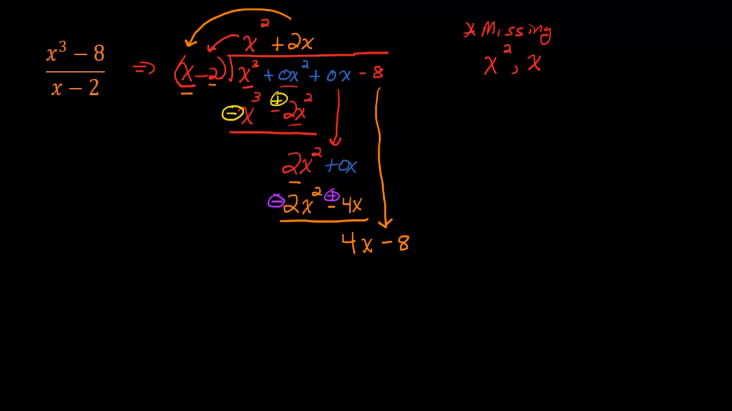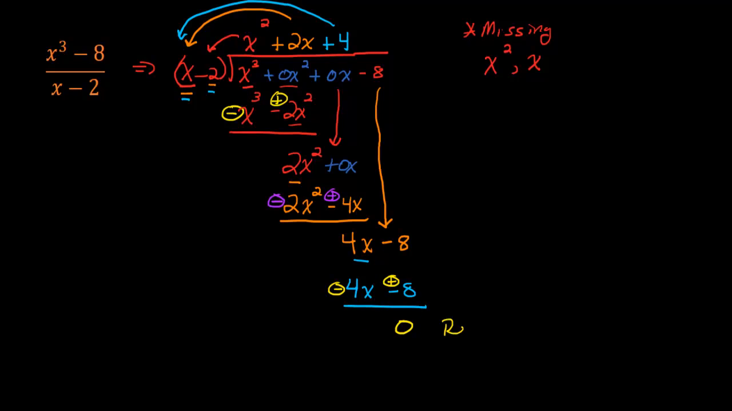Starting our iterations over, we're going to say what times x gives you 4x, and that's going to be a value of positive 4. Multiplying the 4 by the entire divisor, we're going to get 4x. 4 times negative 2 gives me a value of negative 8. But remember, what do I have to do with this? I have to change my sign, so this becomes a negative, and this becomes a positive. 4x minus 4x gives us 0. Negative 8 plus 8 gives us 0. So our remainder here is 0.